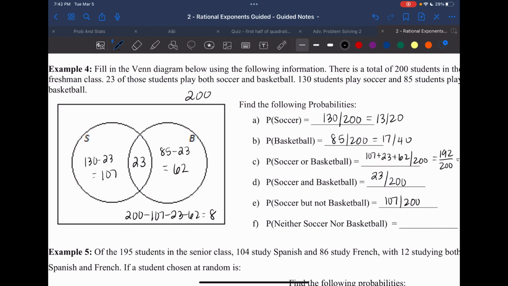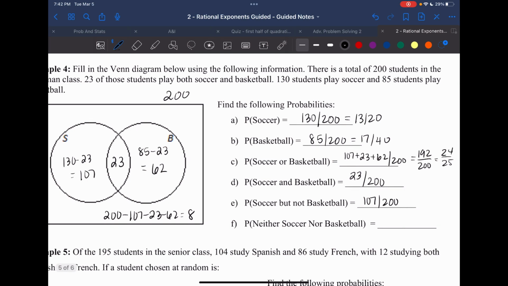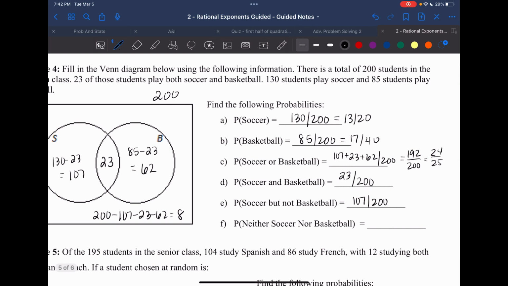The probability of neither soccer nor basketball. So that would be 8 out of 200, which equals 1 out of 25.